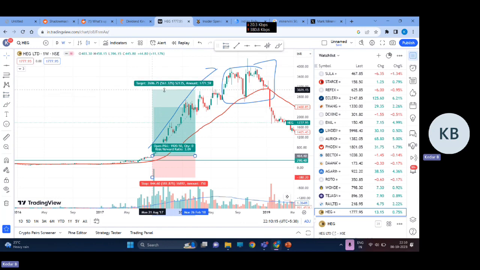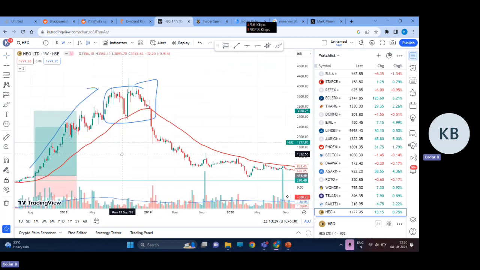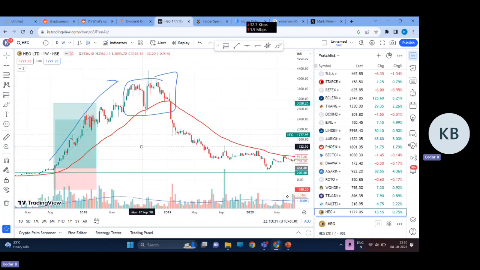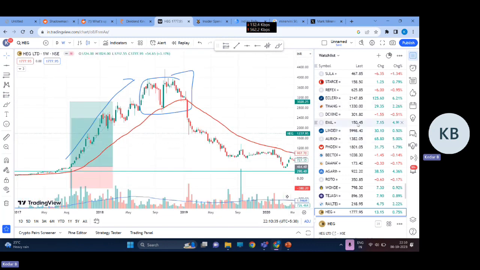See how much returns. Even if I had sold it around here, forget about selling at top, even if I had sold it around here, 500% more. 500% means 6x your capital, 6x the money you put. This is the power of momentum stocks, the fast moving stocks, the stage analysis. This is its significance, its importance.